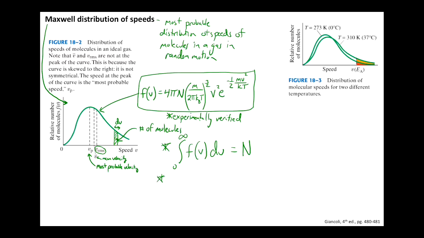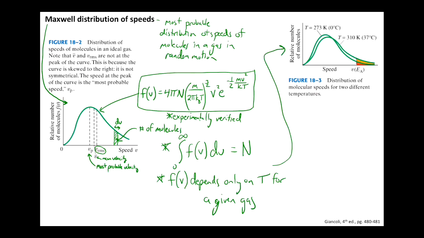And then finally, this particular curve depends only on temperature for a given gas. Take a look at this graph here at the top. So where this curve is located exactly depends only on temperature once I've chosen a gas. So we have a gas, we change its temperature, it's going to change the shape of the curve a little bit. You will notice that it shifts right with higher temperature.